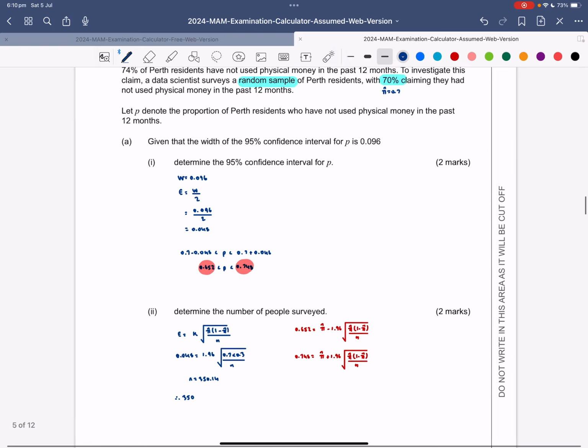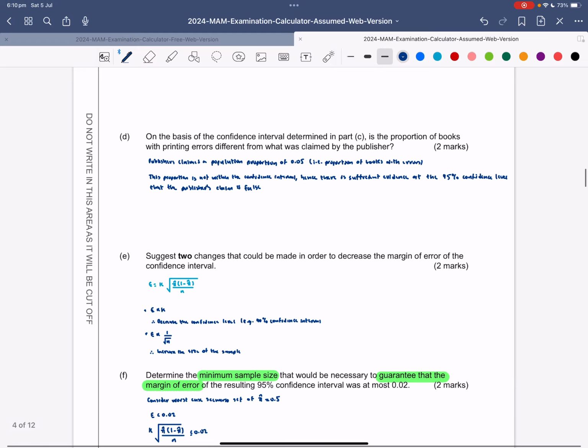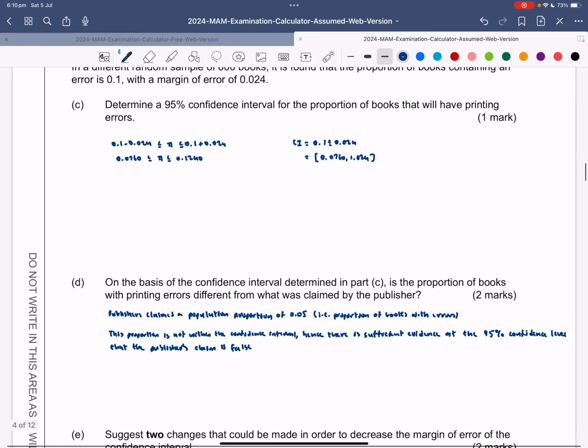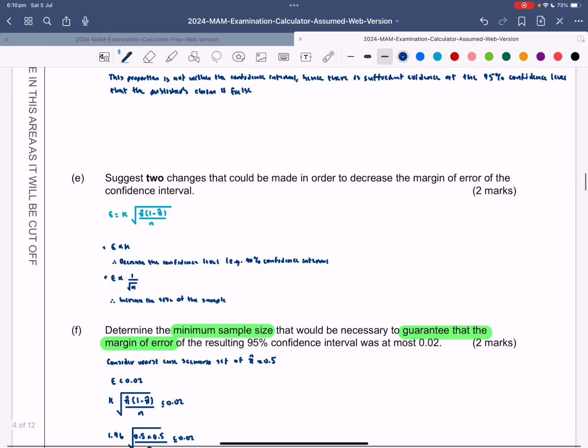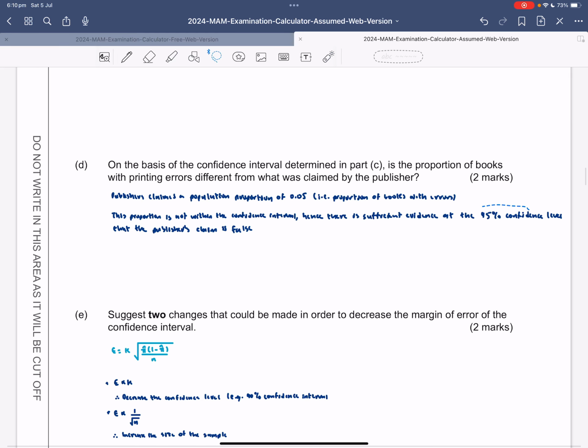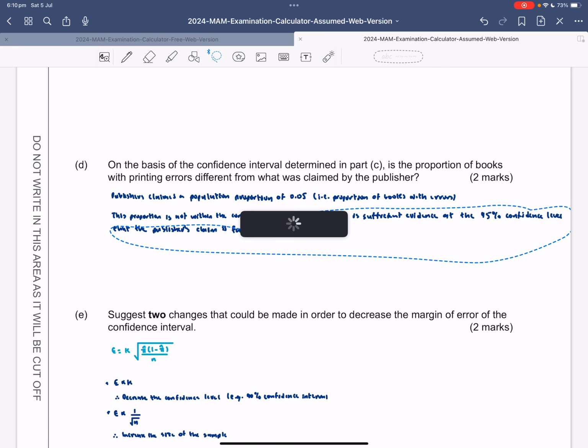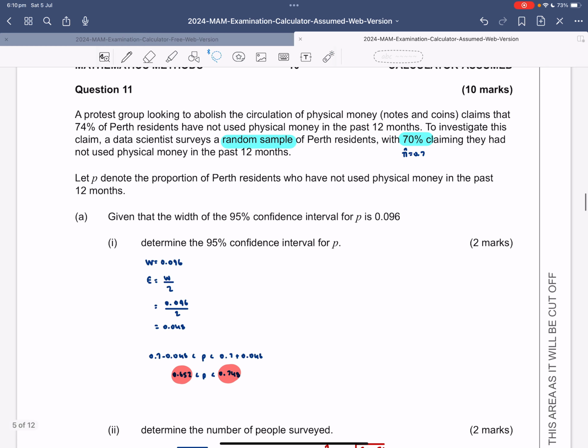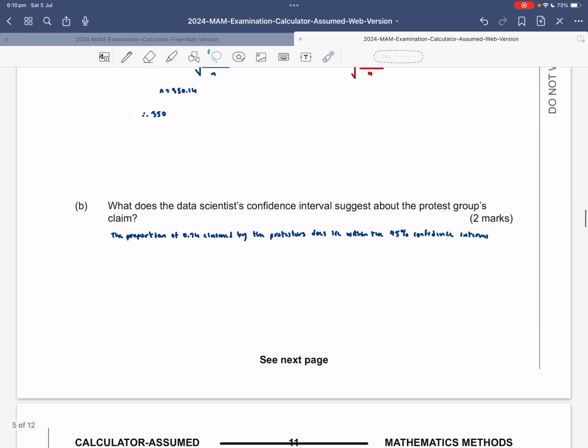So what does that mean? Just like I said, exact same words as before. Previously I said that there wasn't sufficient evidence. This time I will say that hence there is sufficient evidence that the protesters' claims are true. It's as easy as that.